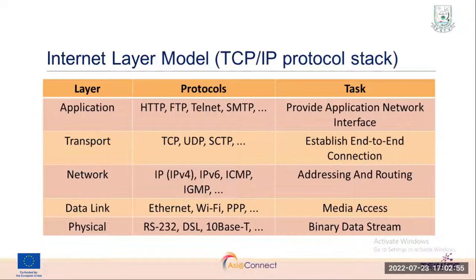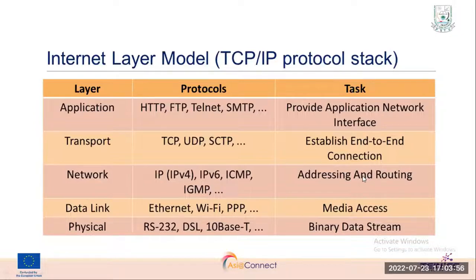Internet layers, TCP/IP protocol stack. In the application layer, some protocols are HTTP, hypertext transport protocol, used to send hypertext; FTP, file transport protocol; telnet for controlling devices from a long distance; and SMTP, simple mail transport protocol, which provide the application network interface. The transport layer has protocols like TCP, Transmission Control Protocol, User Datagram Protocol, and SCTP, which establish end-to-end connections. The network layer has protocols like IP, internet protocol, with IPv4 and IPv6, maintaining the network addresses of devices, and ICMP, Internet Control Message Protocol, and IGMP, which maintain addressing and routing information.